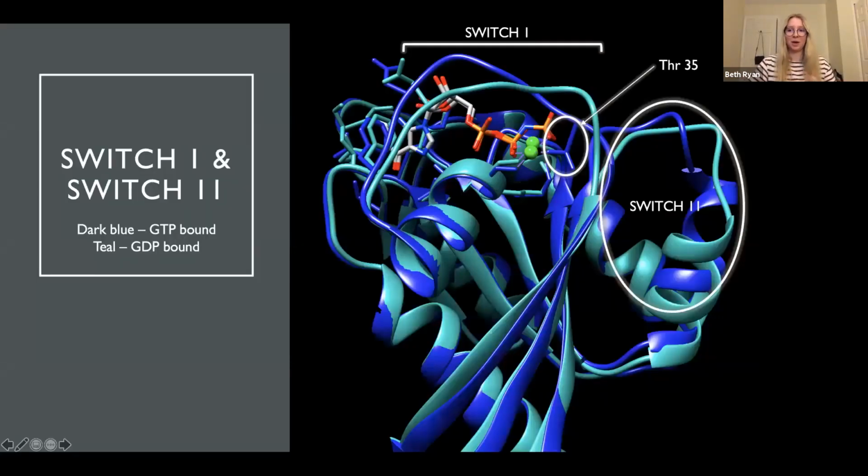So here's just a better picture of what the switches look like. I kept the same color scheme: dark blue is GTP and the teal is GDP, and I just overlaid them. Both switches occur in what's known as the loops of the protein, so they're between helices and sheets.